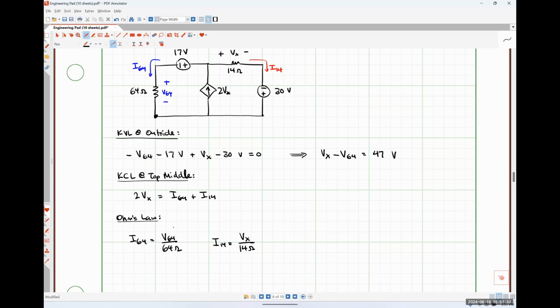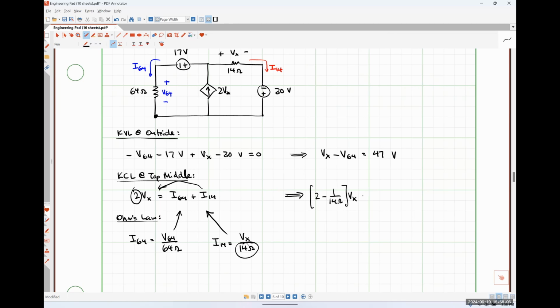So what I could do now is substitute both of these Ohm's law relationships into this equation up here, okay? So I'm going to have twice Vx minus Vx over 14 ohms. So let me just put 2 minus 1 over 14 ohms times Vx. The 2 comes from here, and the 1/14 comes from this guy, and I move the I14 to the other side of the equal sign.